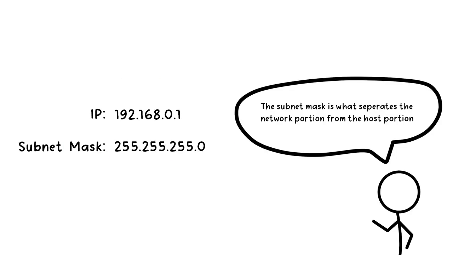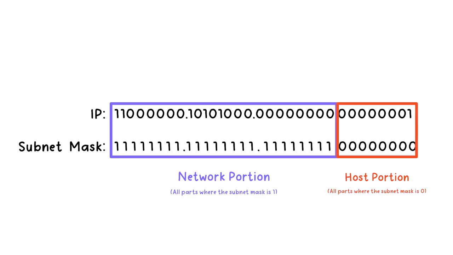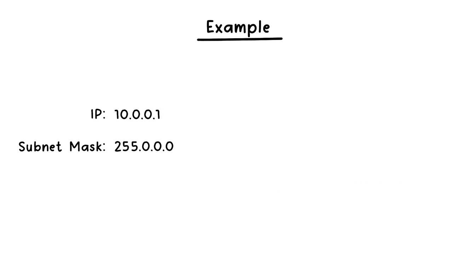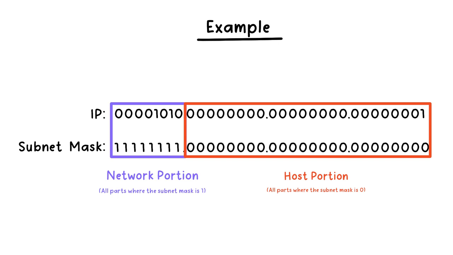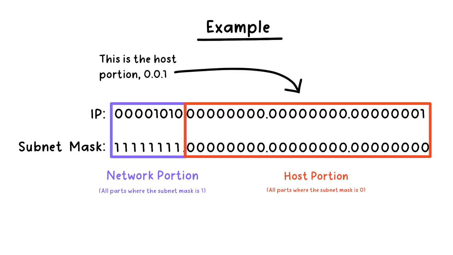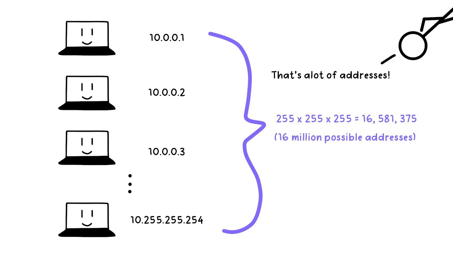The subnet mask is what separates the network portion from the host portion of a given IP address. We can identify this by converting both the IP address and subnet mask to binary, and the network portion is simply the part where the subnet mask is all ones, while the host portion is the part where it is all zeros. So, for example, given an IP address of 10.0.0.1 and a subnet mask of 255.0.0.0, we can immediately know that 10 is the network portion and the rest is the host portion, allowing a total of around 16 million possible IP addresses to be used within this network.